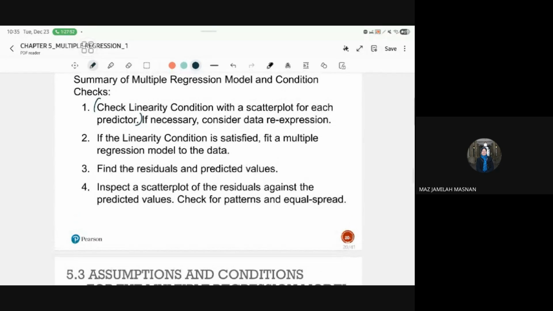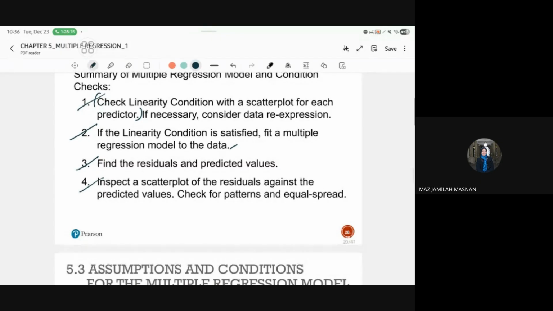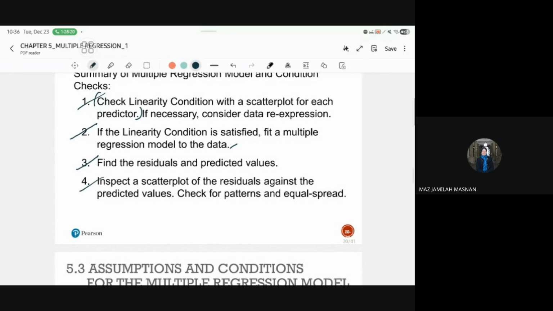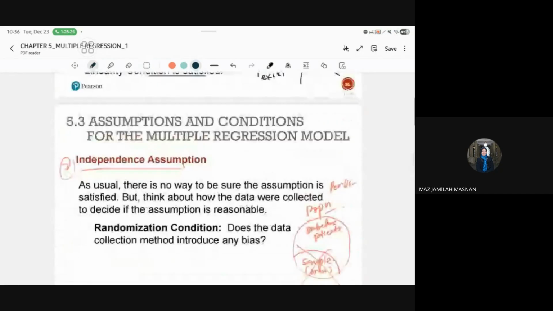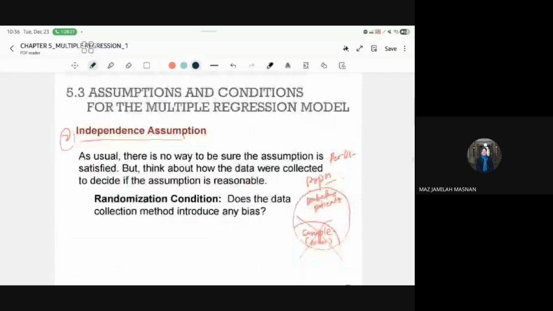If the linearity condition is satisfied, fit a multiple regression model to the data. Once you have checked the linearity, then only you can model. And then find the residual and the predicted value. Everything will be calculated based on your software, so everything will be done automatically. And then inspect the scatter plot of the residual against the predicted, check for the patterns and equal spread. This one is for the linearity assumption.